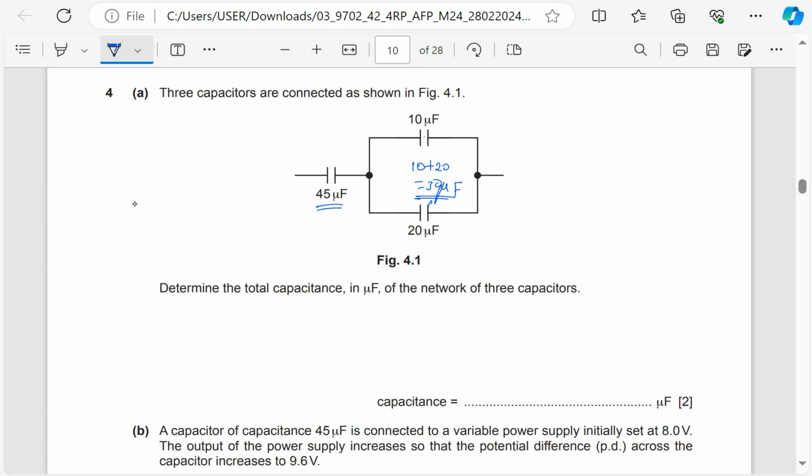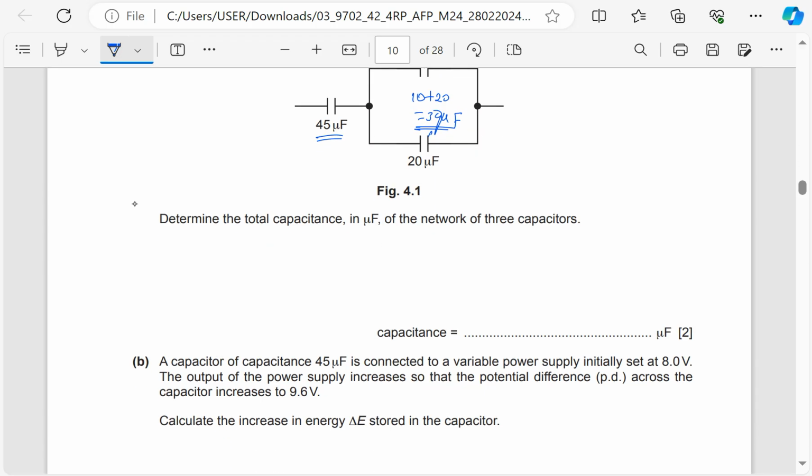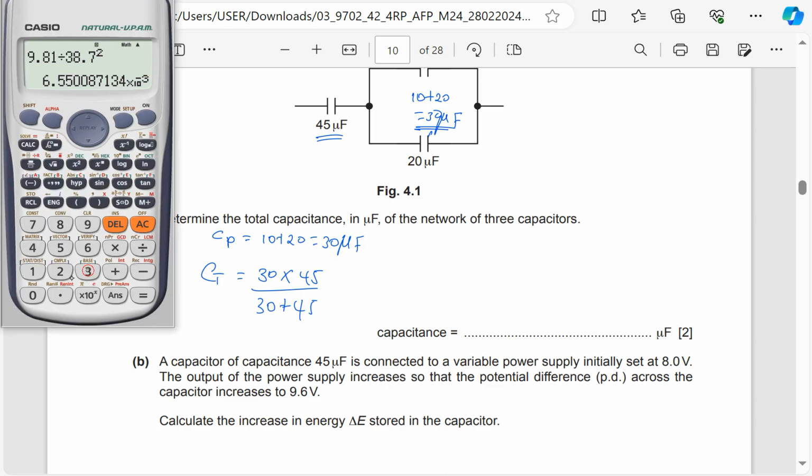For capacitors in series, we consider them the way we consider resistors in parallel. So capacitance in parallel is going to be 10 plus 20, which is equal to 30 microfarads. Then total capacitance is going to be the product, 30 times 45 divided by the sum, which is 30 plus 45. So this is 18 microfarads.